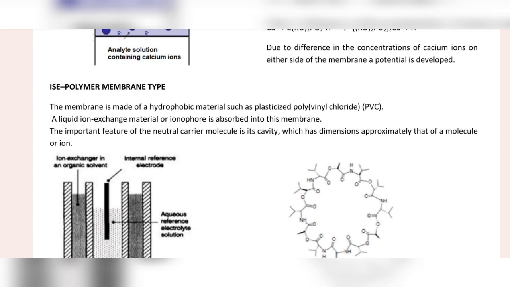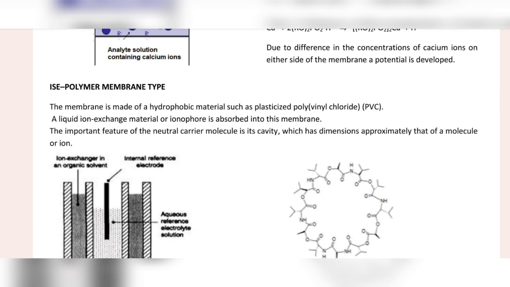Then the final membrane ion selective electrode is the polymer membrane type ion selective electrode. This membrane is made of a hydrophobic material, here plasticized polyvinyl chloride. This plasticized polyvinyl chloride acts as the polymer, and in this polymer material a liquid ion exchange material is adsorbed.